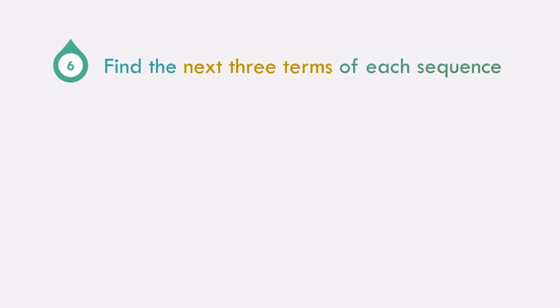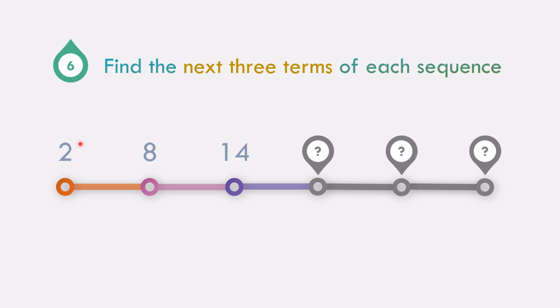Let us get the next three terms of each sequence. We have 2, 8, and 14. So the pattern from 2 up to 8, we need to add 6. So 2 plus 6 is 8. From 8 to 14, we need to add 6. So 8 plus 6 is 14.